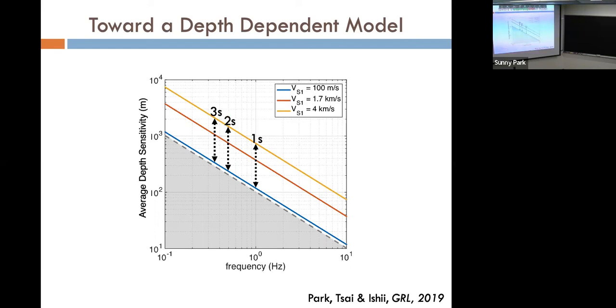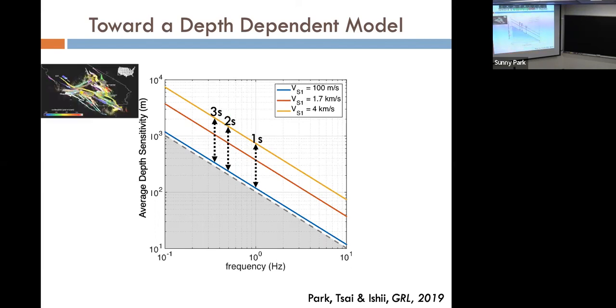And if you go to, say, 10 seconds or 0.1 hertz, then that's where you get into the upper crustal area of 1 to 10 kilometers or so. If we go to the other end here, about 10 hertz, then we are sensitive to 10 to 100 meters, which could sample this critical zone here.